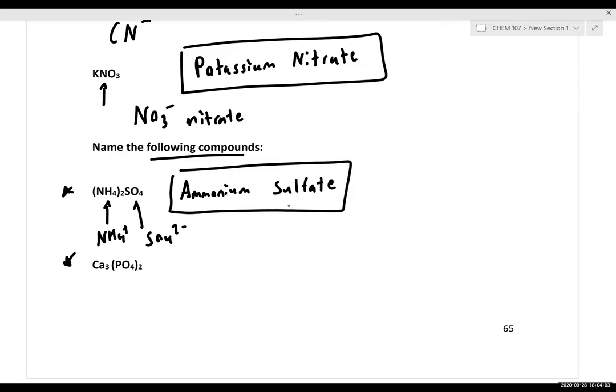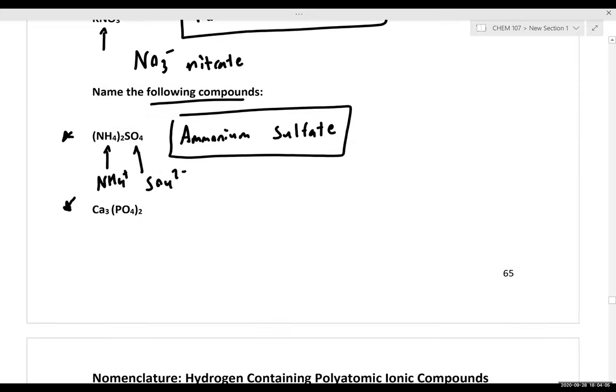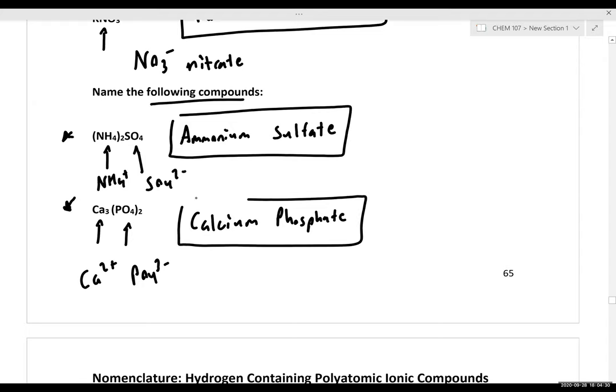Yes. Perfect. So looking at this next example, we name our cation and polyatomic anion. So Ca is calcium, and phosphate, which is PO4 3 minus, is known as phosphate. So the full name for this compound would be calcium phosphate. Does that make sense to everyone?